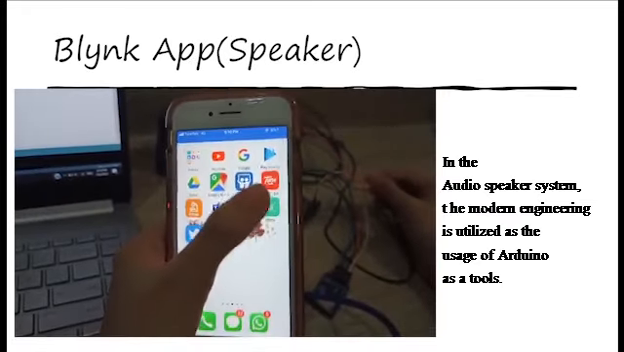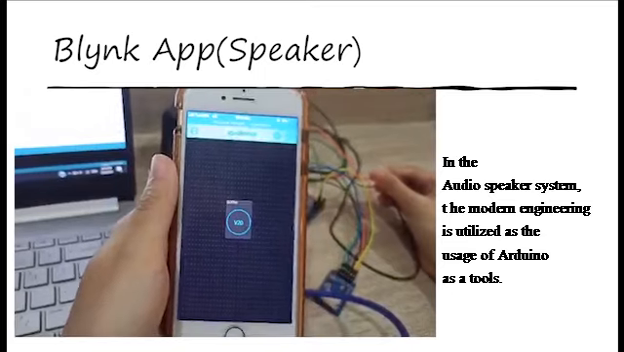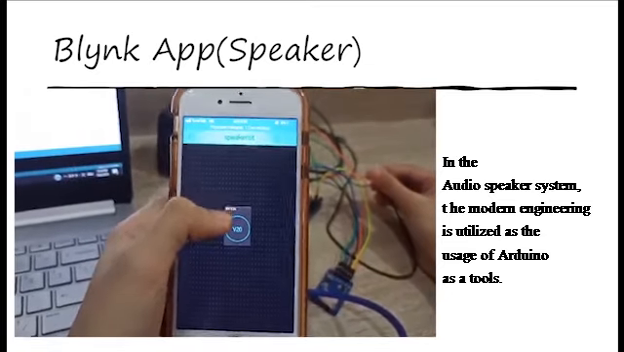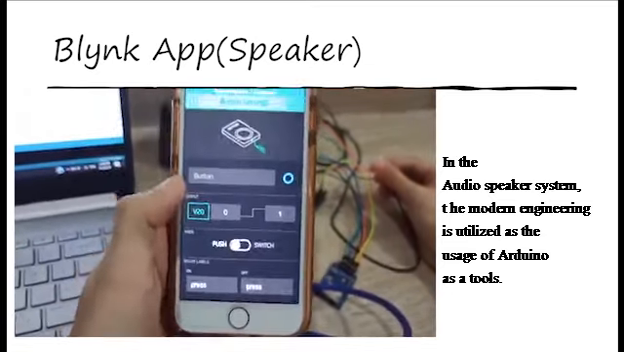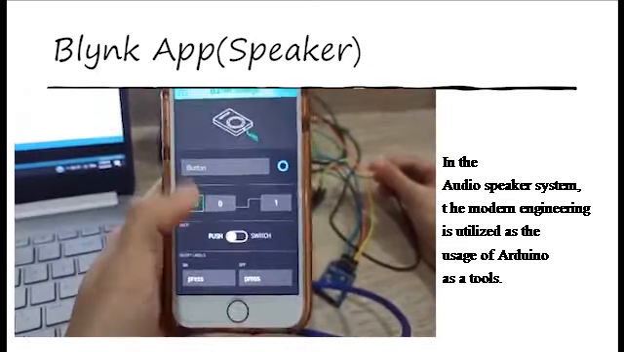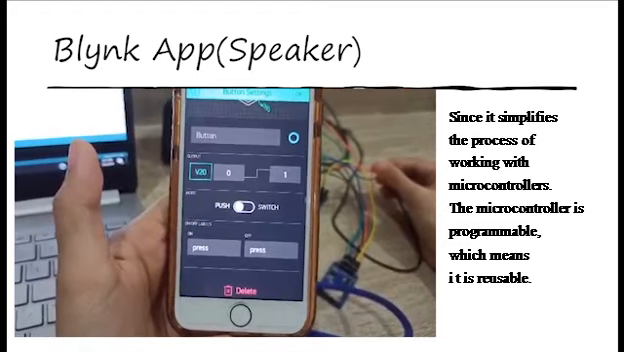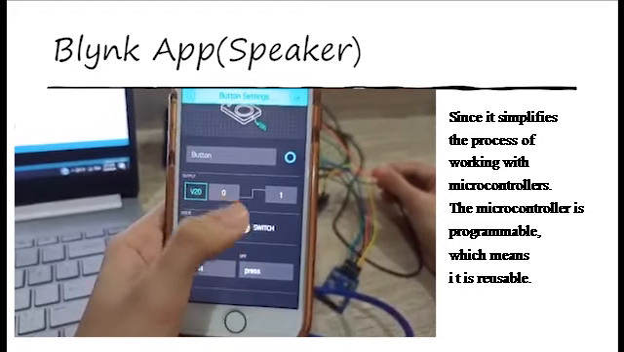Click on the Blynk app. In this case, I'm using a button widget. So I'm using a virtual pin V20. Of course, you can use any pin that you want. And I use push mode.